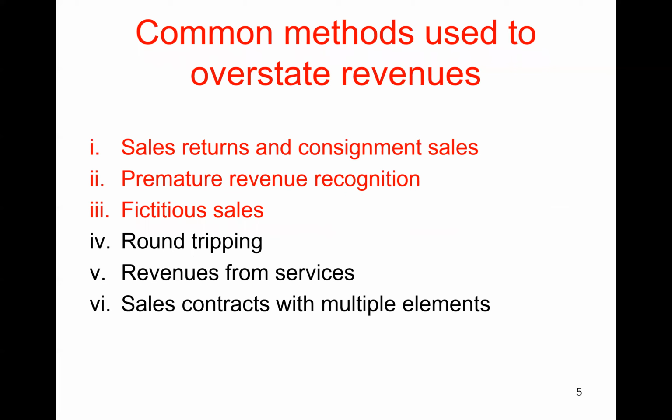Okay, so there are 6 common methods that are used to overstate revenues. They're listed here. What I'm going to do in this seminar is go over the first 3: sales returns and consignment sales, premature revenue recognition, and fictitious sales. And then in the next class, I'll talk about 3 more, and that's round tripping, revenues from services, and sales contracts with multiple elements. Okay, so that's where this video finishes.